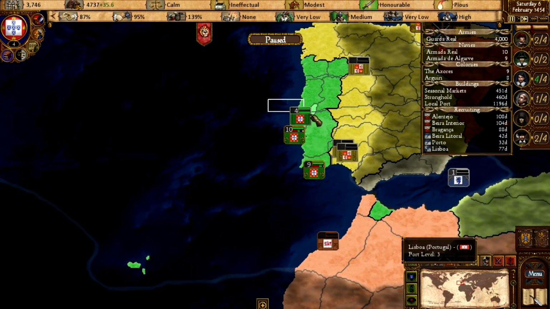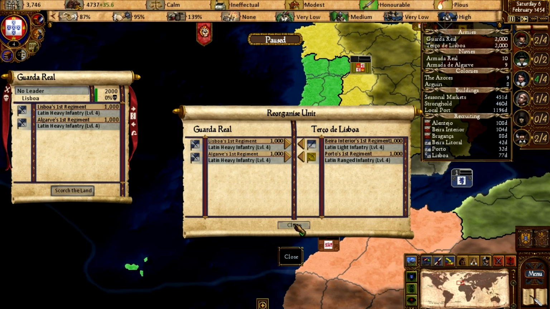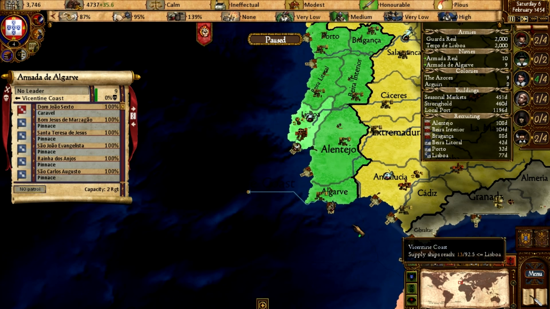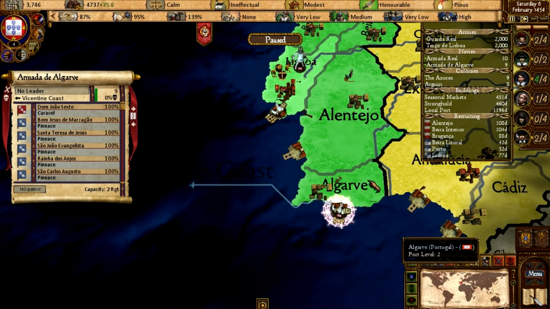And now I'm going to start moving my troops, and I have to split them in armies of 2 regiments, because navies have limited capacity. As you can see here, the capacity is only 2 regiments. So I'm going to have to make several voyages to Ceuta to carry all of my armies there.